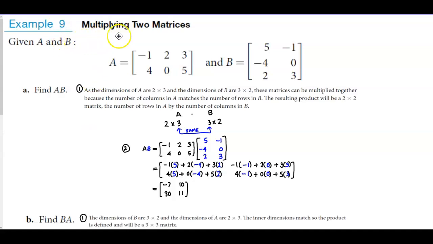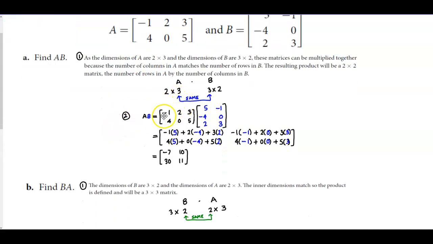In example 9, we're going to be multiplying two matrices. First thing we're going to do is find A times B. So in step 1, as the dimensions of A are a 2 by 3 matrix, and the dimensions of B are a 3 by 2 matrix, these matrices can be multiplied together because the number of columns in A matches the number of rows in B. So if we set that up, we can see that the inner dimensions are 3 and 3, and that's the same. And then the resulting product will be a 2 by 2 matrix.